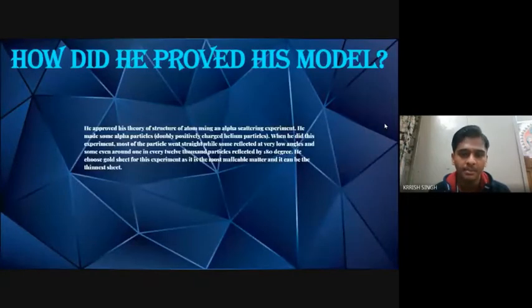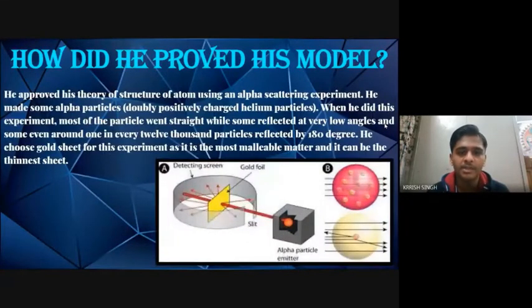How did he prove his model? He proved his theory of the structure of an atom using an alpha scattering experiment. He used alpha particles, doubly positively charged helium particles. When he did this experiment, most of the particles went straight, while some reflected at very low angles, and around 1 in every 12,000 particles reflected by 180 degrees. He chose gold sheet for this experiment as it is the most malleable metal and can be made into the thinnest sheet, as you can see in this picture.